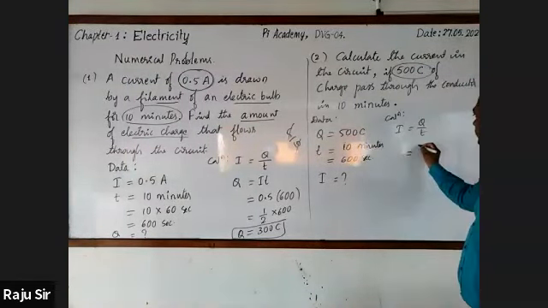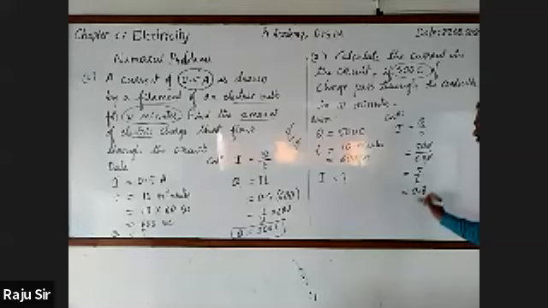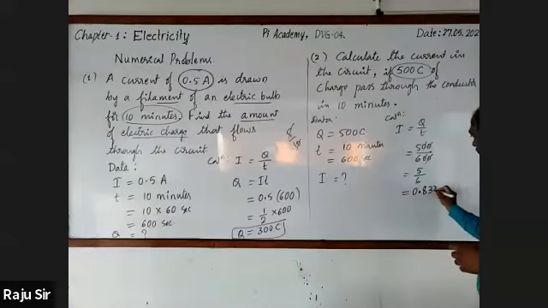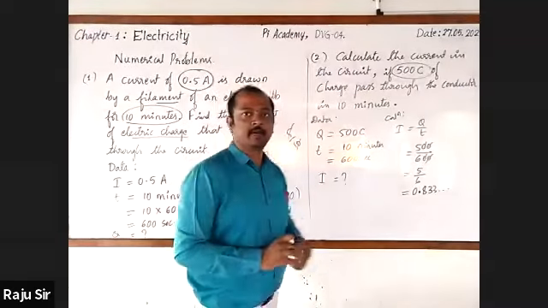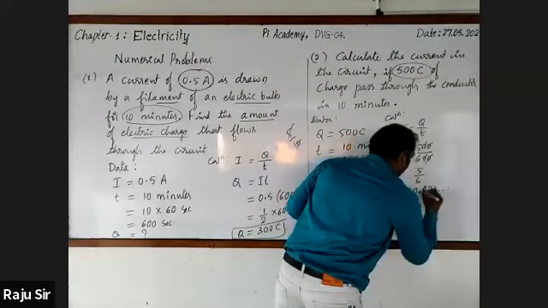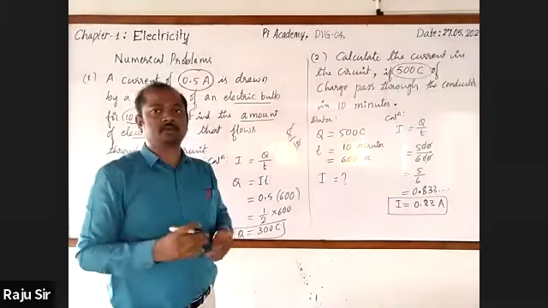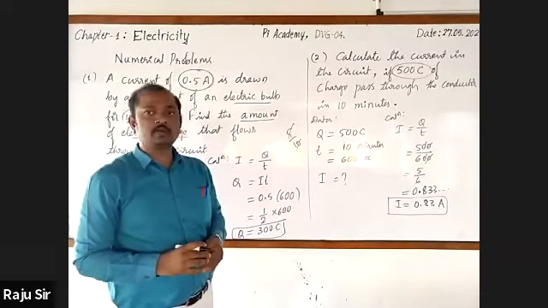5 by 6 is 0.833. 6 8s are 48, 2 will remain, 20. 6 3s are, you will get recurring decimal part. It's approximately equal to 0.83 amps. Even if it is written in the fraction form, it's okay, no problem at all. I is equal to 0.83 amps.